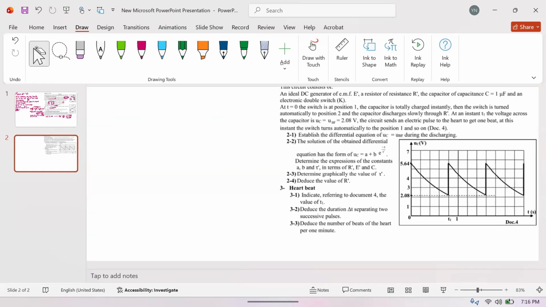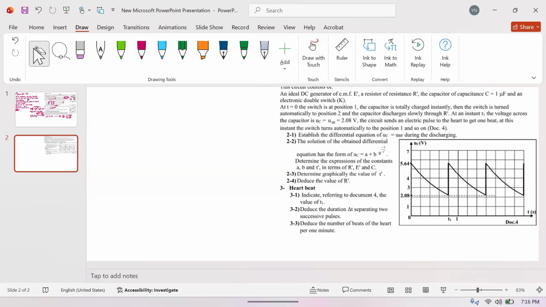Now, an ideal DC generator of EMF E prime, a resistor R prime, we said that. And the same capacitor C, 1 microfarad. They didn't have to tell you that, by the way. You got your answer. And you should know that it's the same capacitor, so it's the same C. And an electronic double switch K.